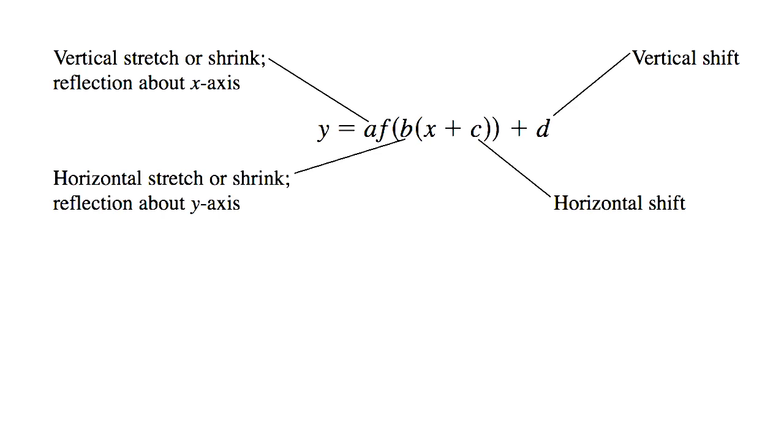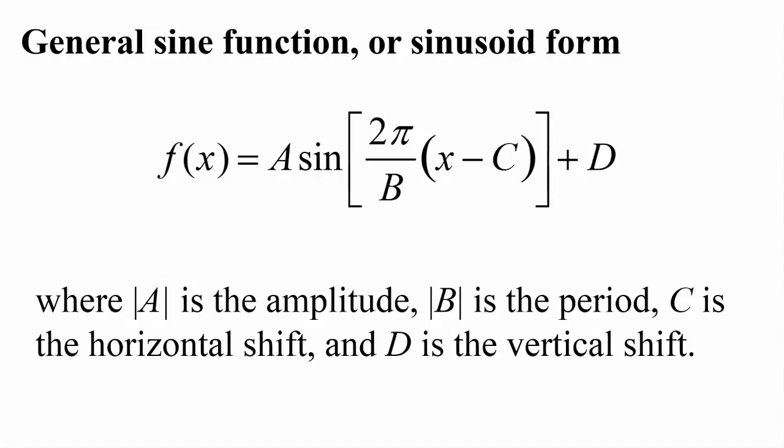Now we take all of these ideas and apply them to a general sine function, or a sinusoid form. f of x equals a sine of 2 pi over b times x minus c, plus d. What this tells us is the absolute value of the a value is the amplitude of this sine function. The absolute value of b is the period, c is the horizontal shift, and d is the vertical shift. Let's try an example.